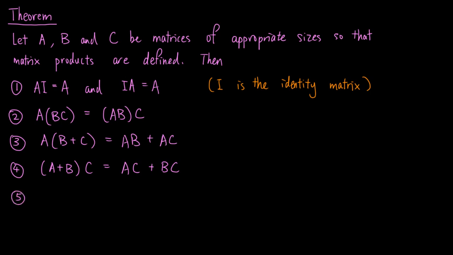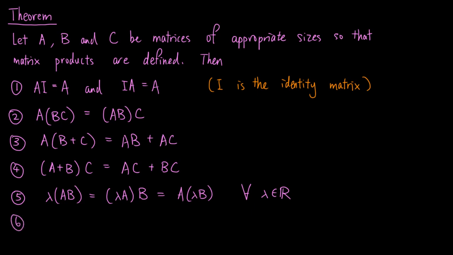The fifth point, lambda times (A times B) equals (lambda times A) times B equals A times (lambda times B), where lambda is any real number. This means that in matrix multiplication, we are free to move the positions of the scalars in between the matrices. The sixth point, the transpose of A times B equals B transpose times A transpose.